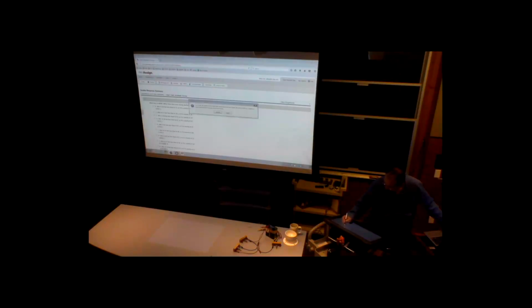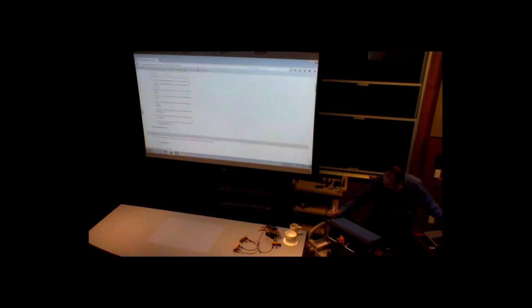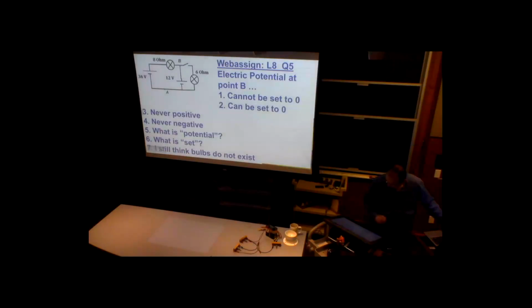Okay, one more time. Question 5. Electric potential at point B, finish the sentence: cannot be set to 0, can be set to 0, and other. Pick wisely.